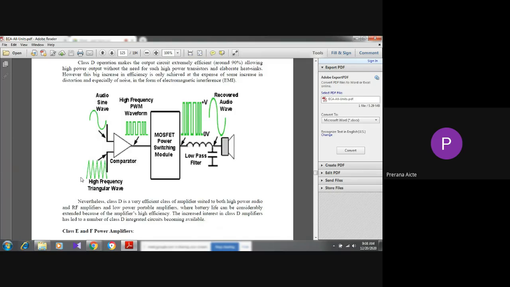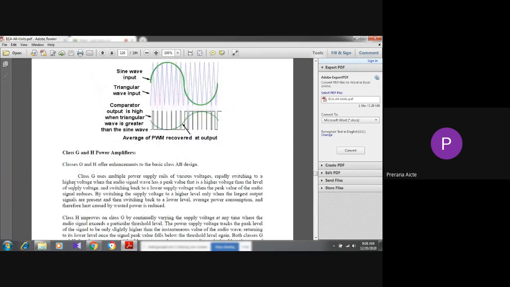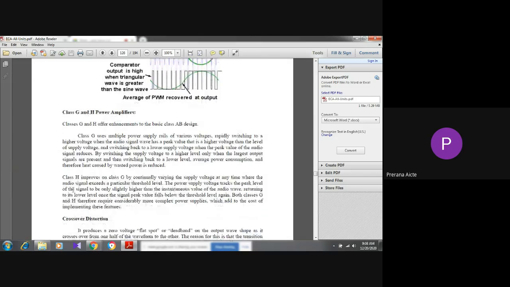Now next, after class C, these are some other power amplifiers: class G, class H. It's not very important, but just for an idea.